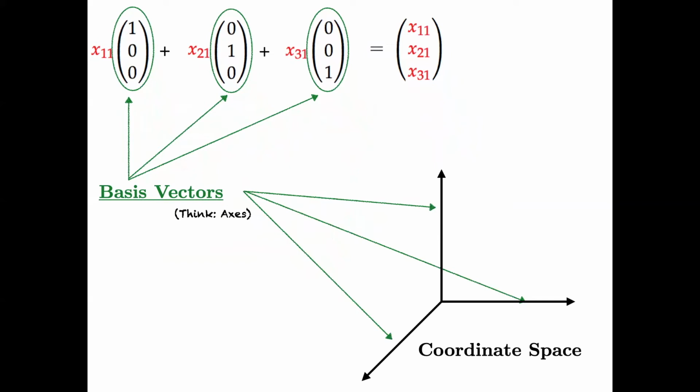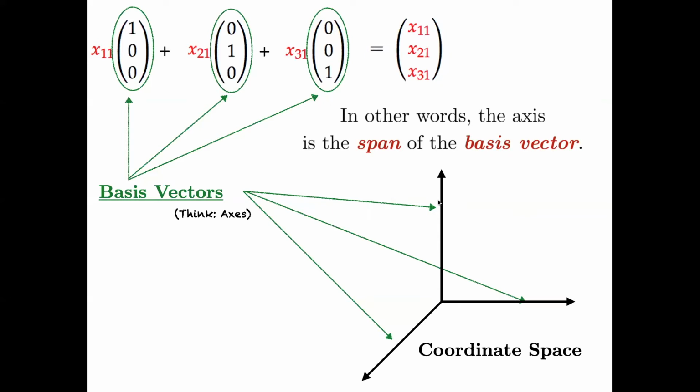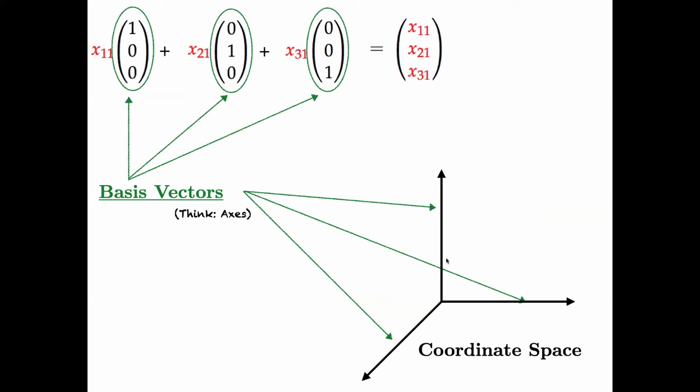Now, these vectors are not the entire axis. They're just the vector pointing in what we'd call the positive direction of that axis, right? Because the axis is an entire line. It's not just a little tiny vector of 1, 0, 0. It's the entire line. But those basis vectors are what determine the direction or the location of those axes.